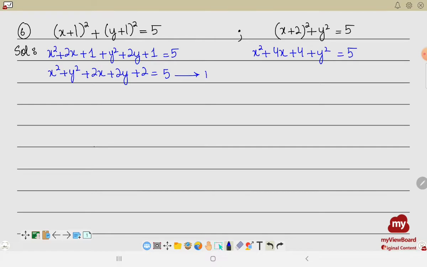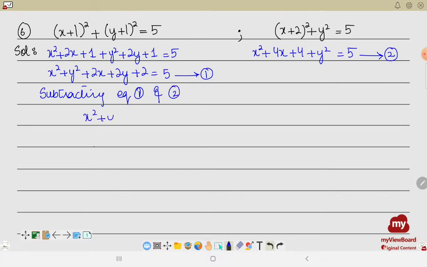Now give numbers to these equations, equation number 1 and equation number 2. It will be difficult to solve these equations as they are, so we are going to eliminate a few terms. For eliminating a few terms, we are going to subtract the two equations, equation 1 and 2.